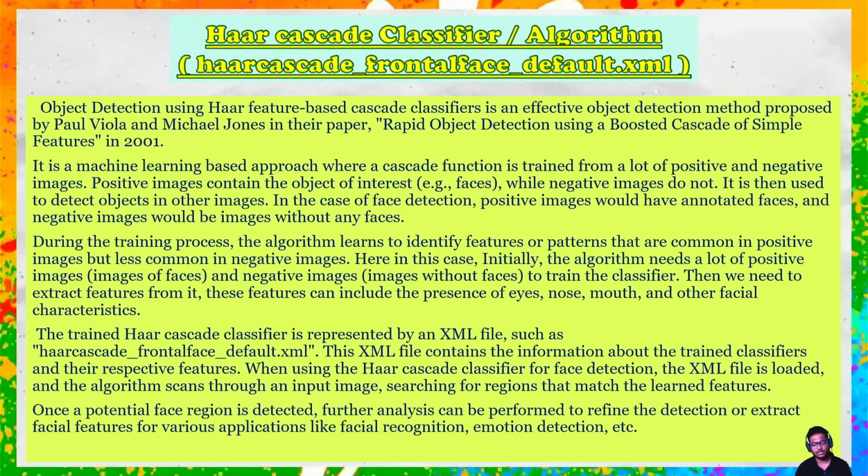This XML file contains the information about trained classifiers, and the algorithm scans through the input image searching for regions that match the learned features. Once a potential face is detected, further analysis can be performed to refine the detection or extract facial features for various applications like facial recognition, emotion recognition, etc. So basically, because of this haarcascade_frontalface_default.xml, the face is cropped out from the background, and then it is detected. This face cropping is occurring because of this haarcascade_frontalface_default.xml.